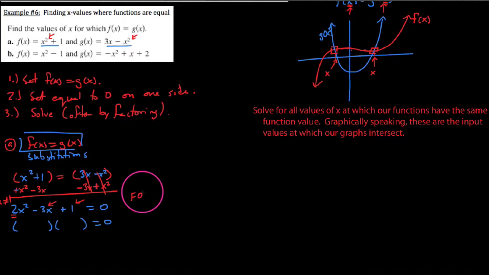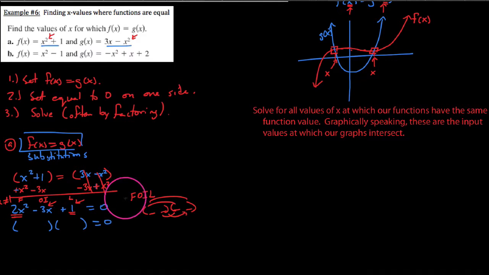Because when we do FOIL, these first two terms are always responsible for giving us this term here. That's our F term. And when we multiply our last two terms together, that's always responsible for giving us our last term here, our L term. Which means that when we do our outer and our inner and combine like terms, we produce the middle term. So essentially what I want to do is this.